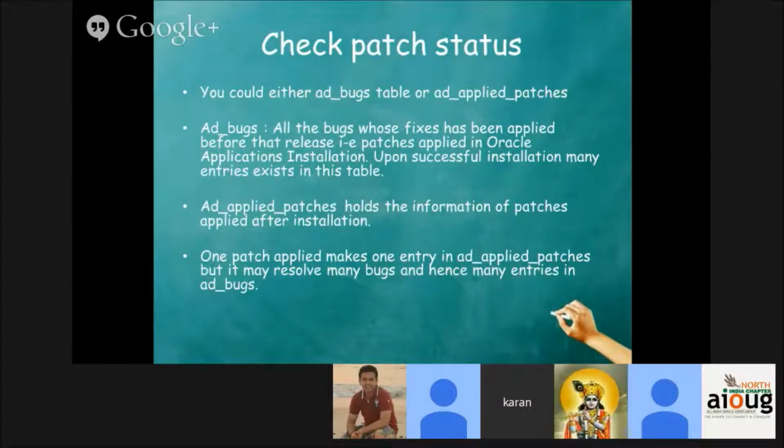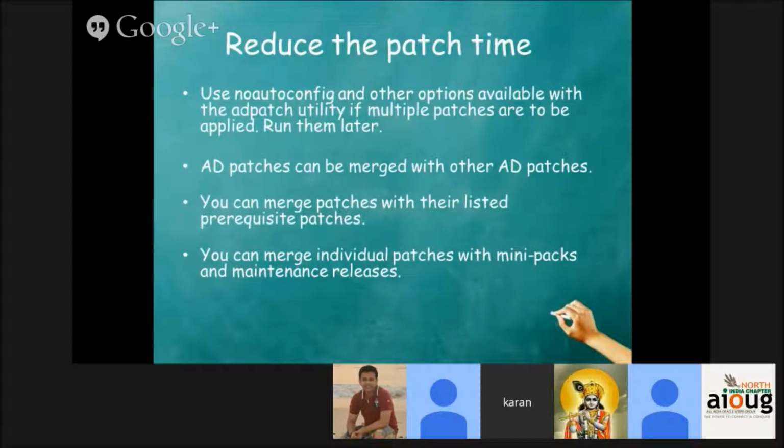Now the question comes, how do you reduce the patch time? Because again, there are issues where an end user or a developer may give you some 30-40 patches to apply, and they'll specifically request that it be applied in a very short time. So if you really wish to reduce the patch time, you could use the options no autoconfig, no compile JSP, and no compile DB, and you can run them at the end of the patch application.